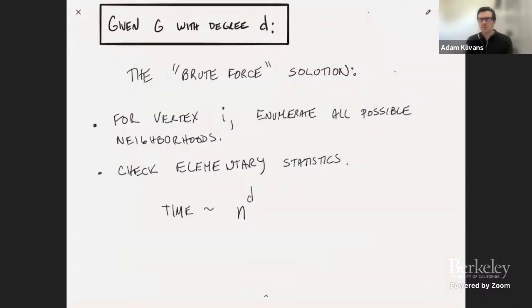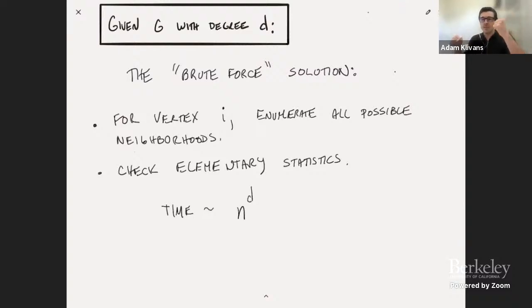So here's the brute force algorithm. We're going to want to try and do something smarter than this. I start with an empty graph on n vertices, and I want to figure out, for vertex i, what its neighborhood is. So I'm just going to enumerate over all possible neighborhoods. If it's a degree d graph, then it'll take time n to the d. And for every candidate neighborhood for a vertex i, I'll choose enough samples so that I can look at some elementary statistics.